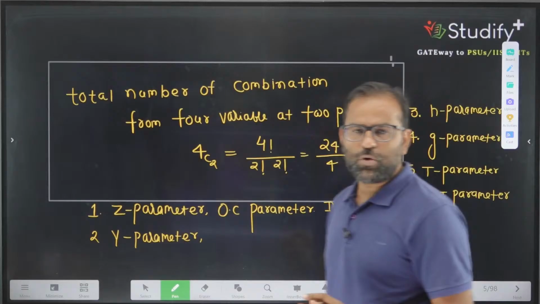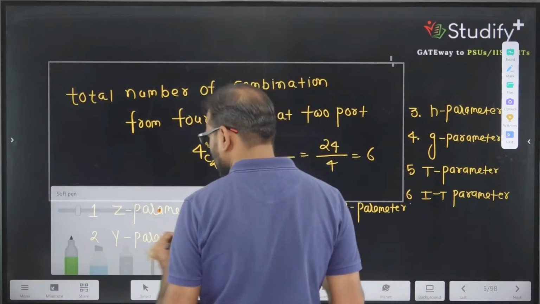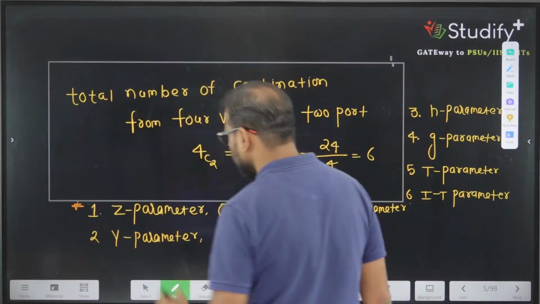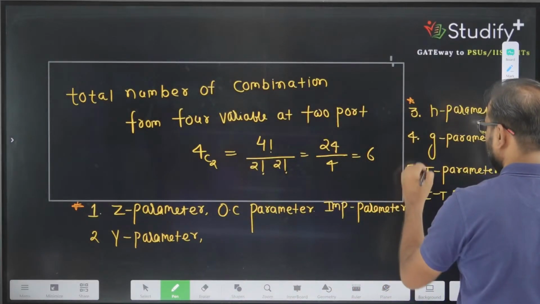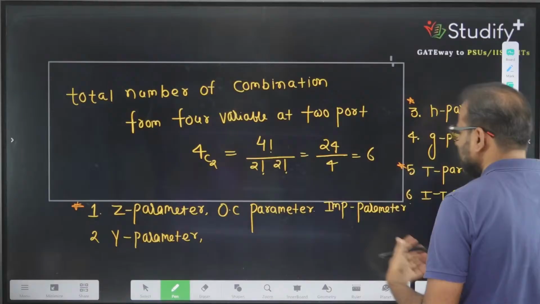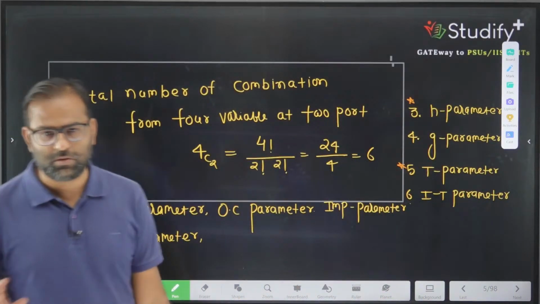Which parameter is important for us and which is mentioned in our syllabus? We will talk about Z parameter, we will talk about H parameter, we will talk about T parameter, and G, and I, we can design any kind of parameter, so we will analyze this point also.